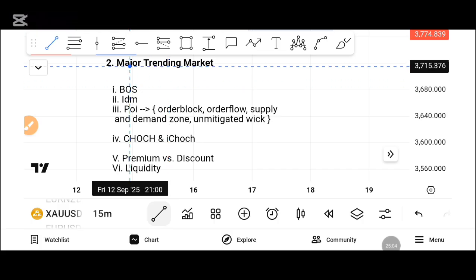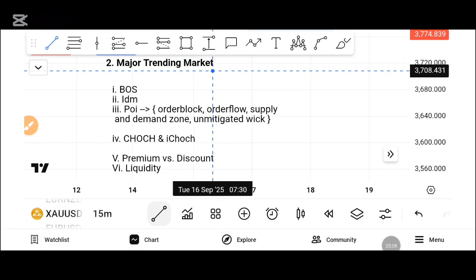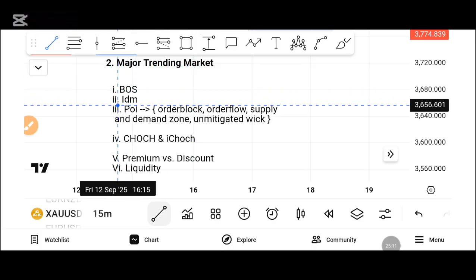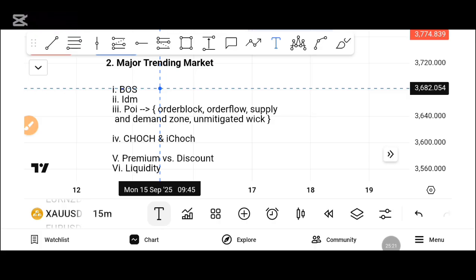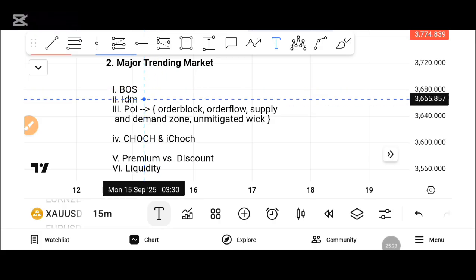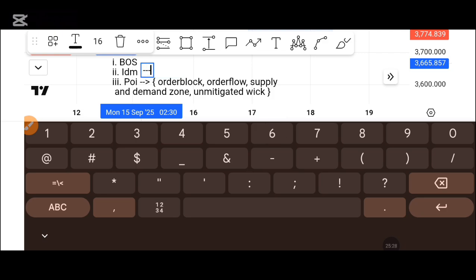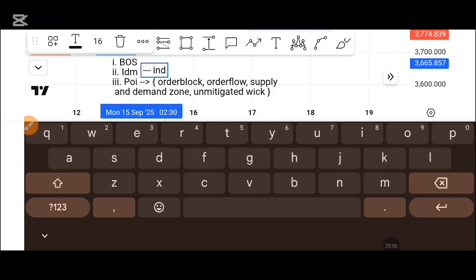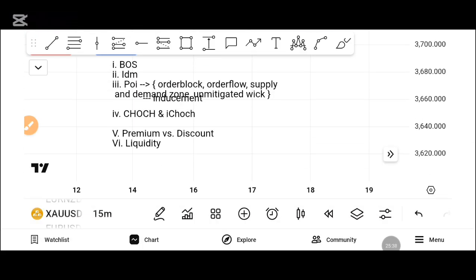Under major trending markets, we are trying to look at BOS, the first one. The second one, we are trying to look at IDM, which is inducement. Alright, IDM means inducement. Let me just write it. IDM means inducement.